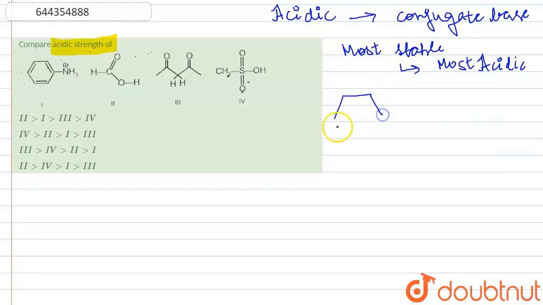So the conjugate base of the first compound, how will you draw the conjugate base? Simply by removing H plus ion from the given compound. So we will have aniline here. This is your first compound. Second compound will be HCOO negative. H plus will get removed from here.